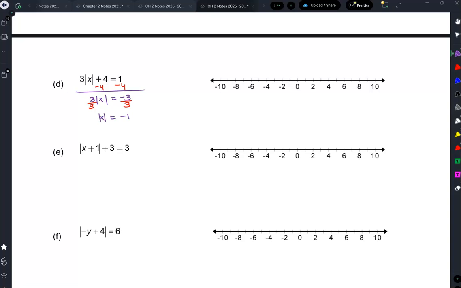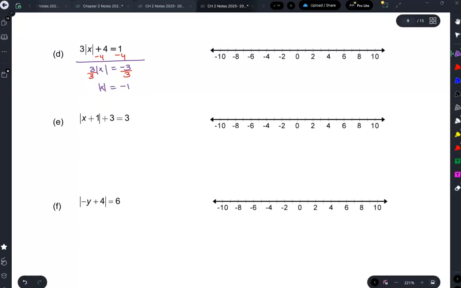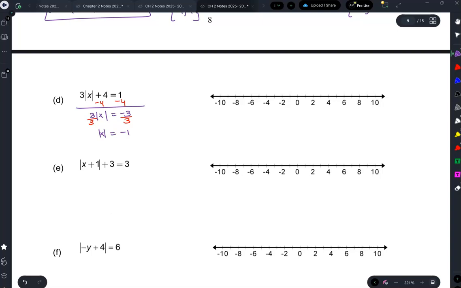Why did we divide by 3? Because it's absolute value times 3, and to do the opposite, it's dividing. So now, look at this. What happens here? Is this possible? Can you have absolute value equal to a negative number? No. It is not possible.